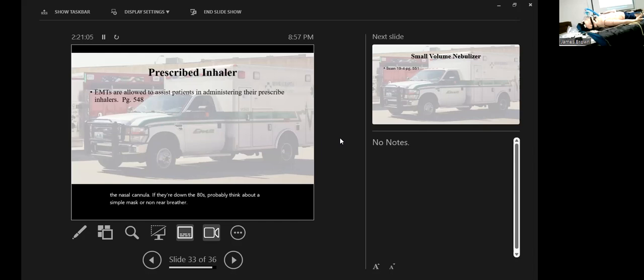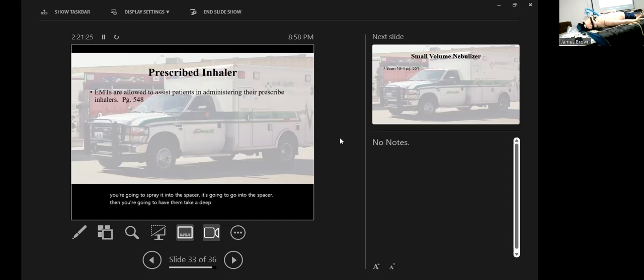All right, so some of them have a spacer on them. The spacers are usually used with kids or people that have a hard time doing the inhaling. Basically it's the same thing, but this time you're going to spray it into the spacer. It's going to go into the spacer, then you're going to have them take a deep breath.